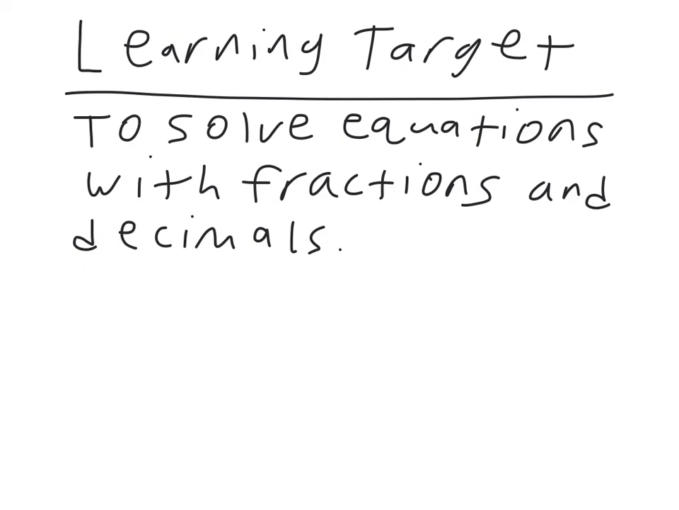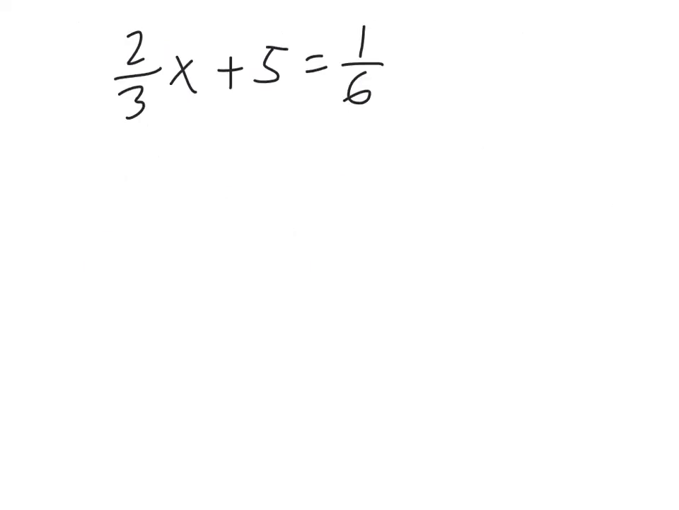Let's get started. Alright, so let's look at this equation. We have 2/3 x plus 5 equals 1 over 6. So the first step you always want to take before you even start the equation with any of your steps, is getting rid of the fractions.